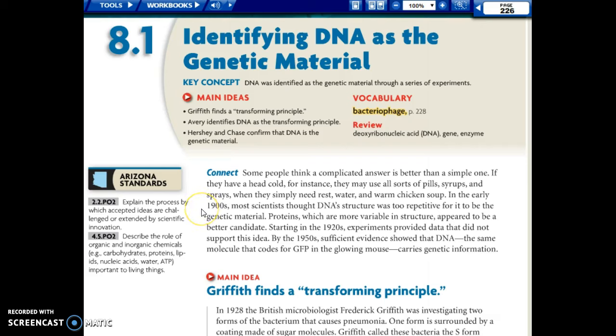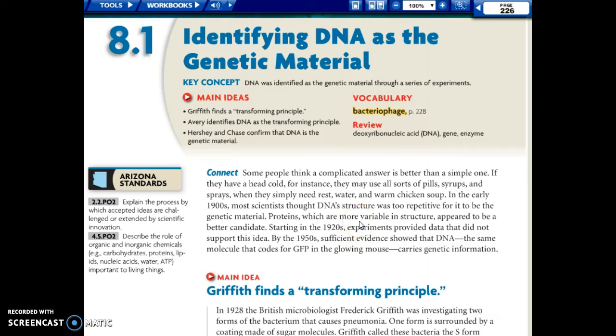In the early 1900s, most scientists thought DNA structure was too repetitive for it to be the genetic material. Proteins, which are more variable in structure, appeared to be a better candidate. Starting in the 1920s, experiments provided data that did not support this idea. By the 1950s, sufficient evidence showed that DNA, the same molecule that codes for GFP in the glowing mouse, carries genetic information.